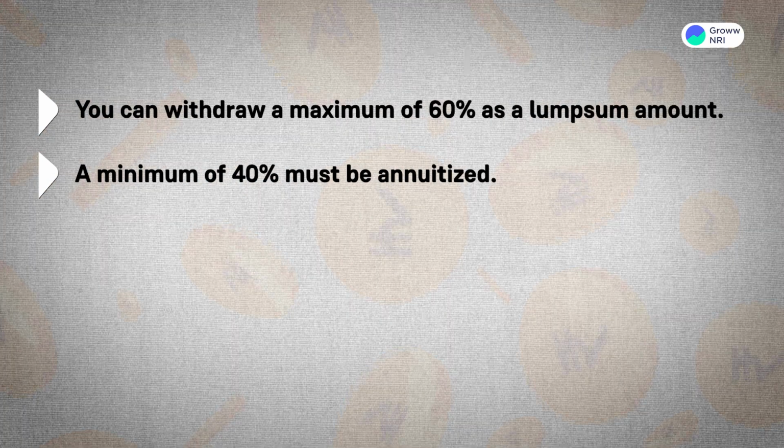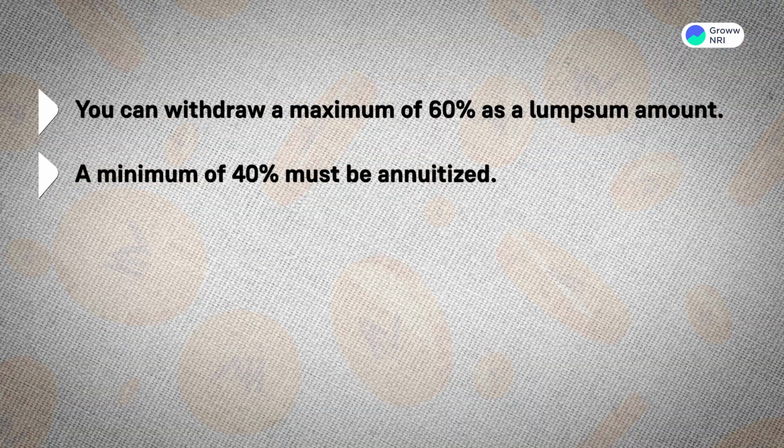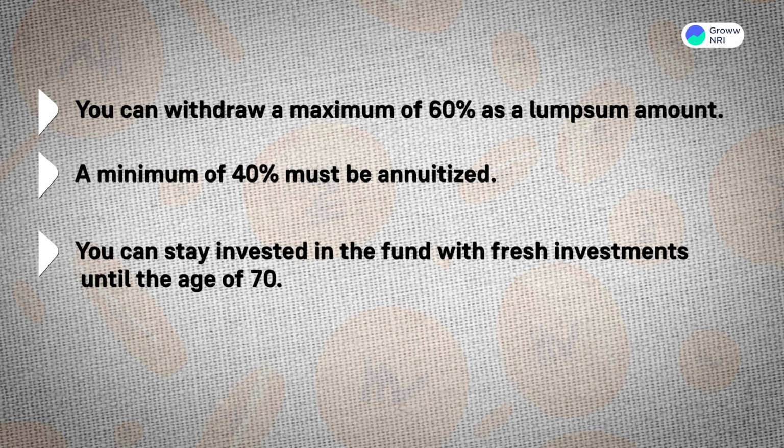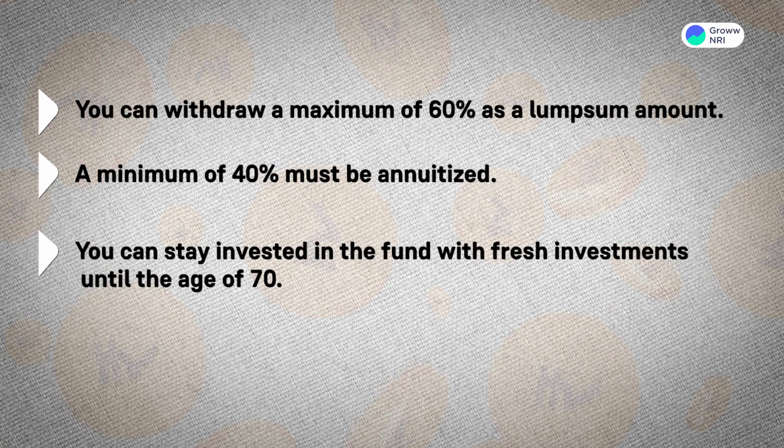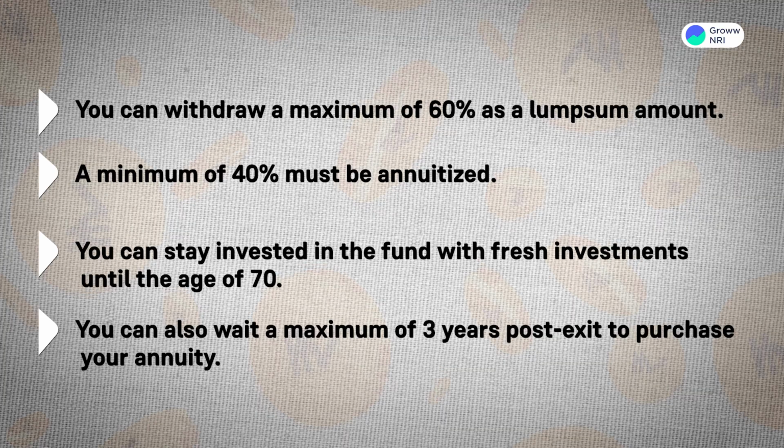This means you set aside that amount to be paid in monthly installments as a regular pension. You can stay invested in the fund with fresh investments until the age of 70. You can also wait a maximum of 3 years post-exit to purchase your annuity. You're forgetting one important factor in all this. Let me give you a moment to think. If your mind went to tax benefits, then bingo.